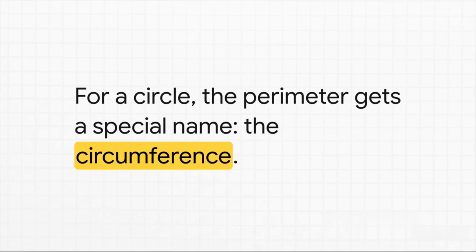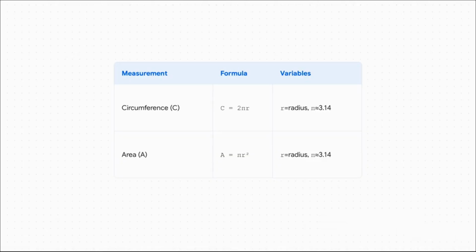Okay, so what about a shape with no straight sides at all? Let's talk about the circle. A circle's perimeter is so unique, it actually gets its own special name, the circumference. It's the same idea, the distance all the way around, but it needs a totally different formula. With circles, everything comes back to the radius, which we call r. That's just the distance from the very center of the circle out to the edge. And you also need that magical number pi. So the circumference is 2 times pi times the radius. And the area? That's pi times the radius squared. Just got to remember those two.